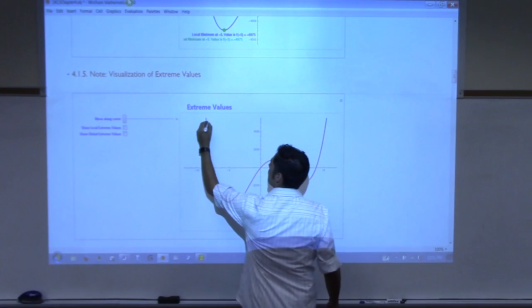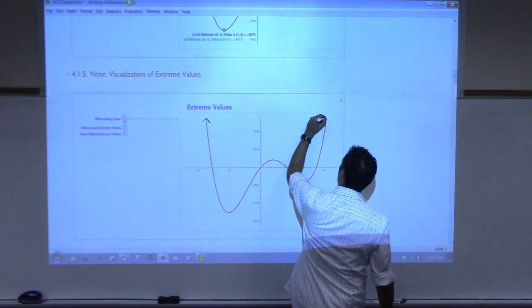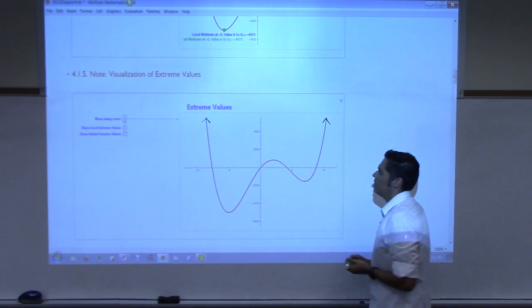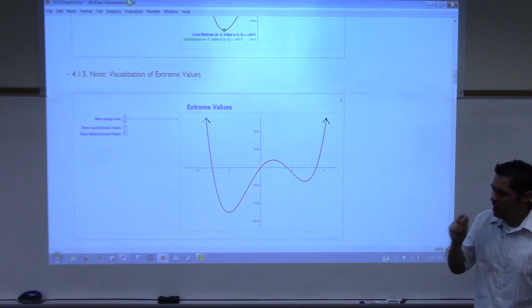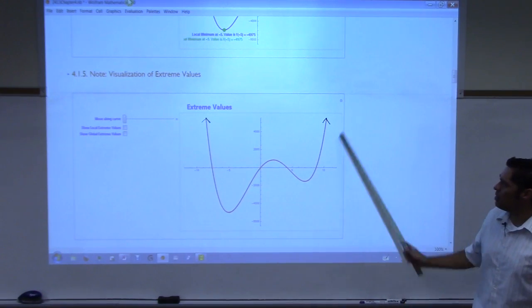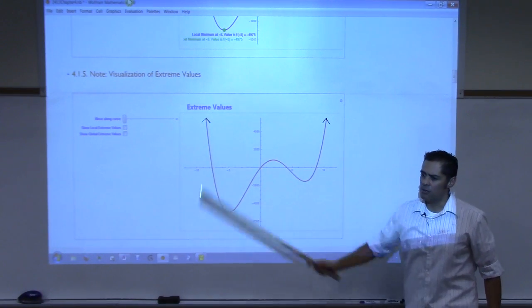Now, these are supposed to have arrows on them. Is this a continuous function on a closed interval? No. It's continuous, right? But it's not closed. The arrows mean it goes up forever in that direction, up forever in that direction.